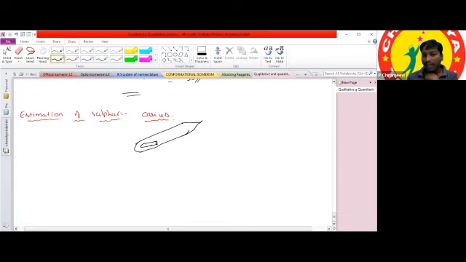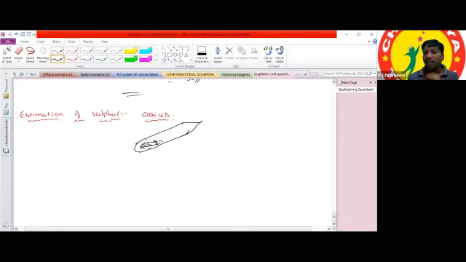In this, we are taking a known mass of the organic compound. And along with that, we are filling it with concentrated nitric acid.